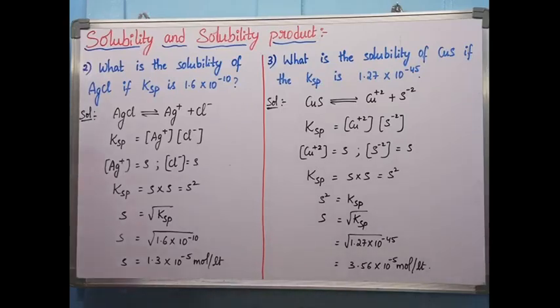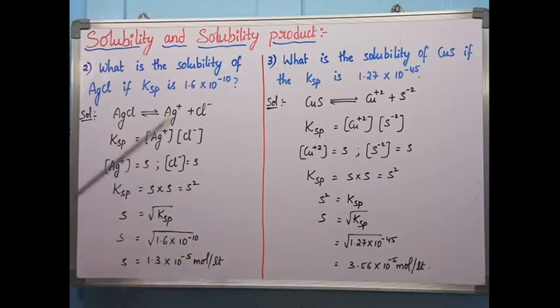What is the solubility of AgCl if Ksp is 1.6 into 10 to the power of minus 10? AgCl is a sparingly soluble salt and it dissociates into Ag+ and Cl-. Ksp can be written as the Ag+ concentration times the Cl- concentration. Both are considered as solubility. So Ksp is equal to S into S, which becomes S square. So S is equal to root over Ksp. Substituting Ksp as 1.6 into 10 to the power of minus 10, I get the final value, 1.3 into 10 to the power of minus 5 moles per liter.